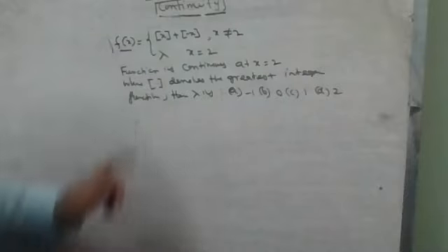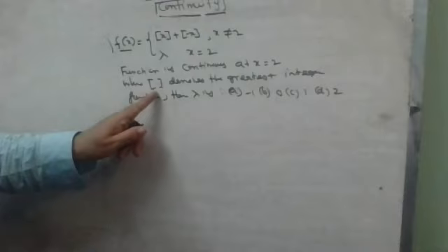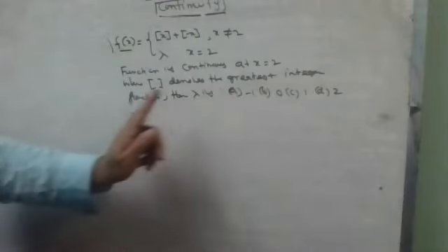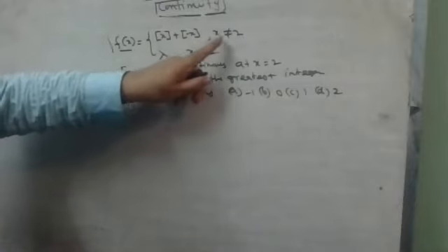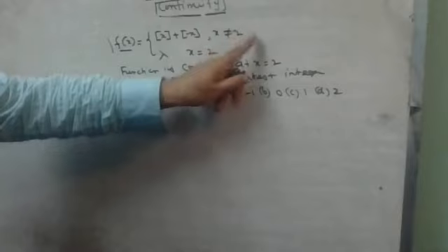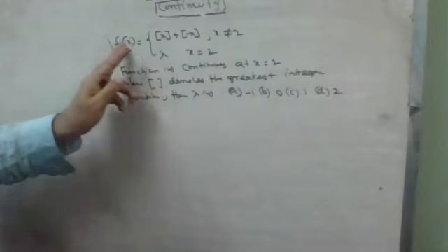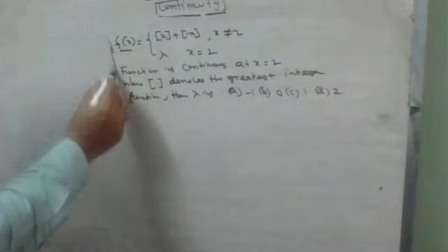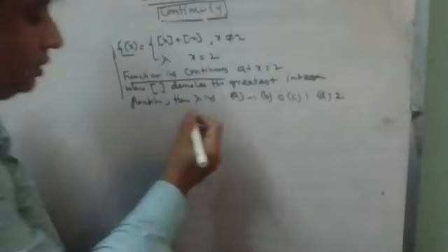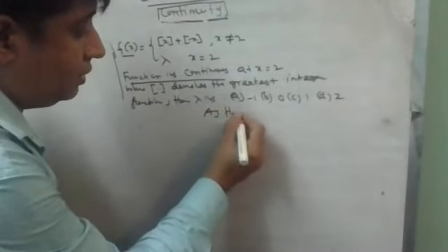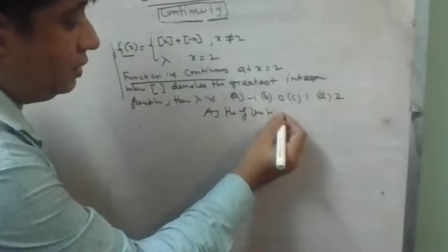See this sum. Here f(x) is [x] plus [-x]. What does the box mean? Box means the greatest integer function. When x is not equal to 2, that means the right hand limit of 2 and the left hand limit of 2 have to be considered, and when x is equal to 2, the function value is lambda. And the function is given continuous.